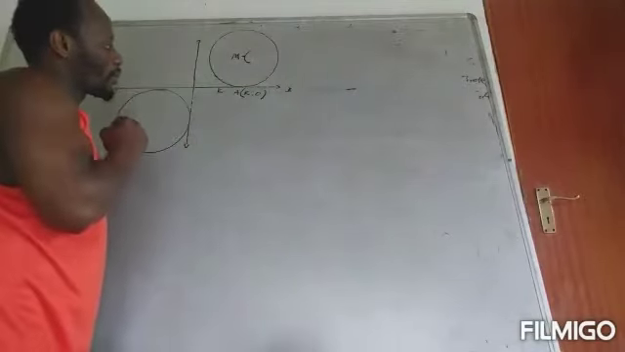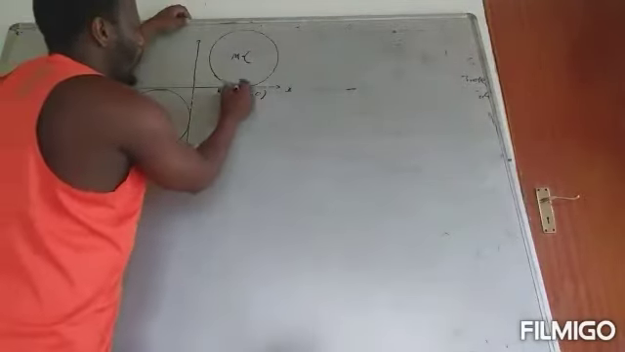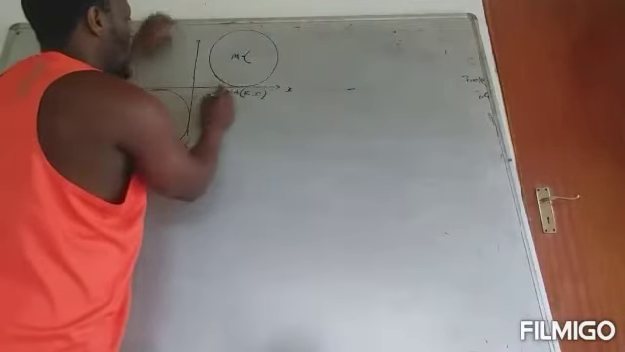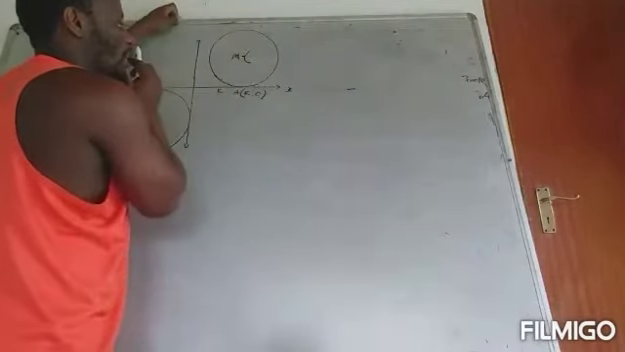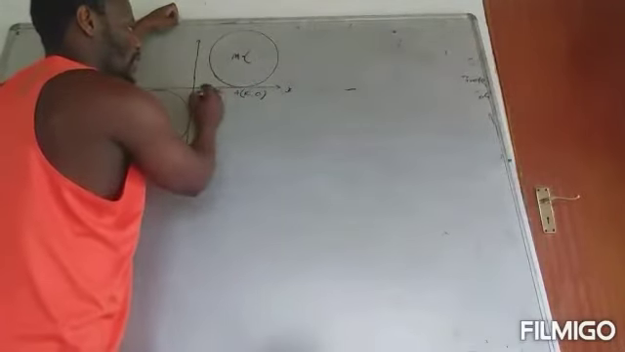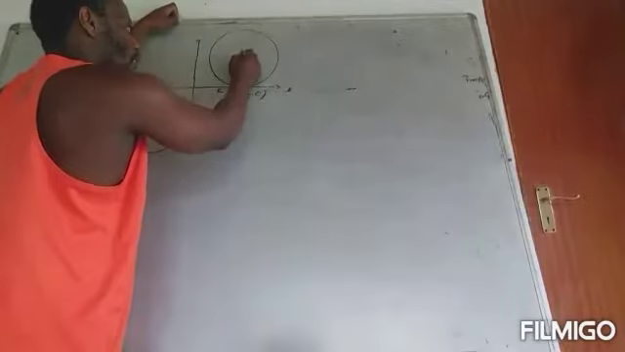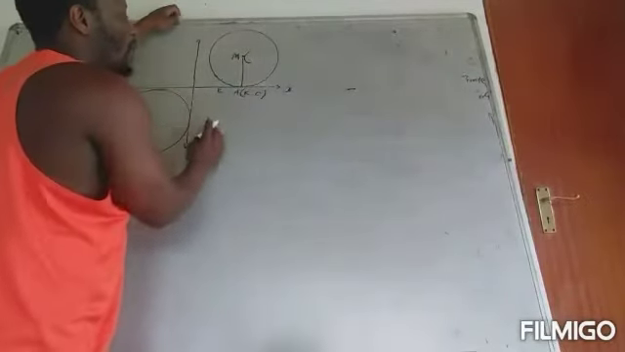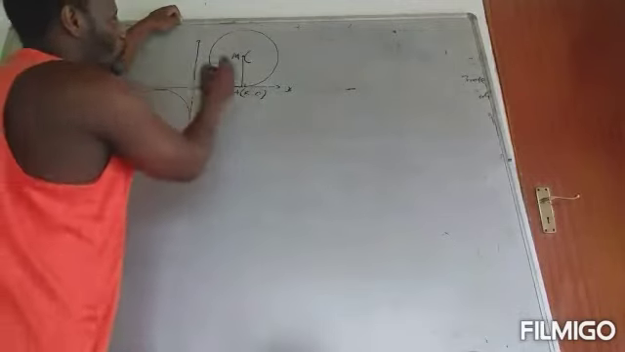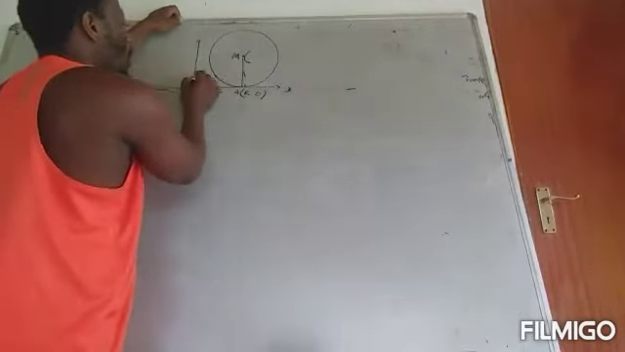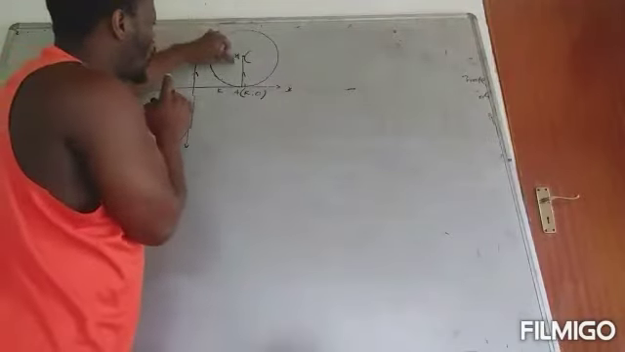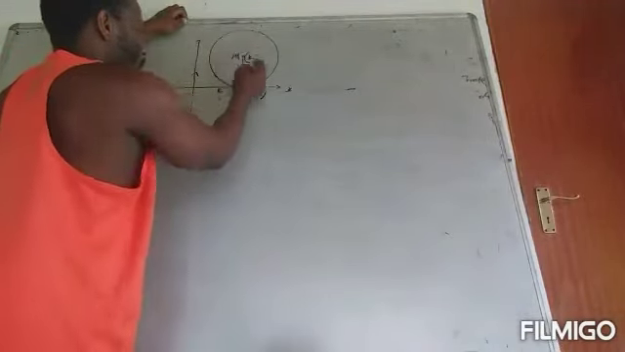What about the coordinates of the center? Since the x-axis becomes the tangent to this circle, because it touches the circle, from the center to the tangent it makes 90 degrees. So it also becomes parallel to the y-axis. So the coordinates of M is going to be k.